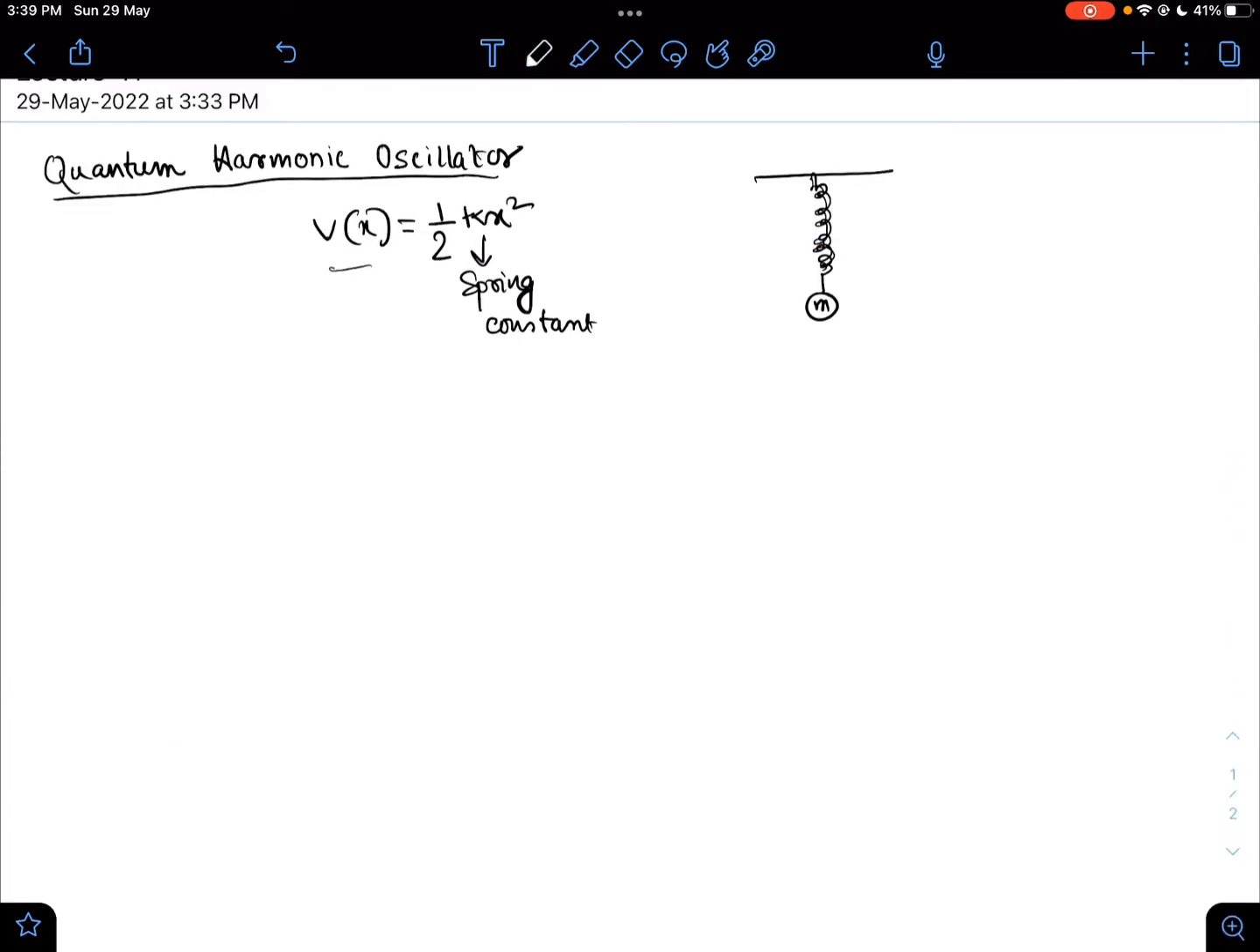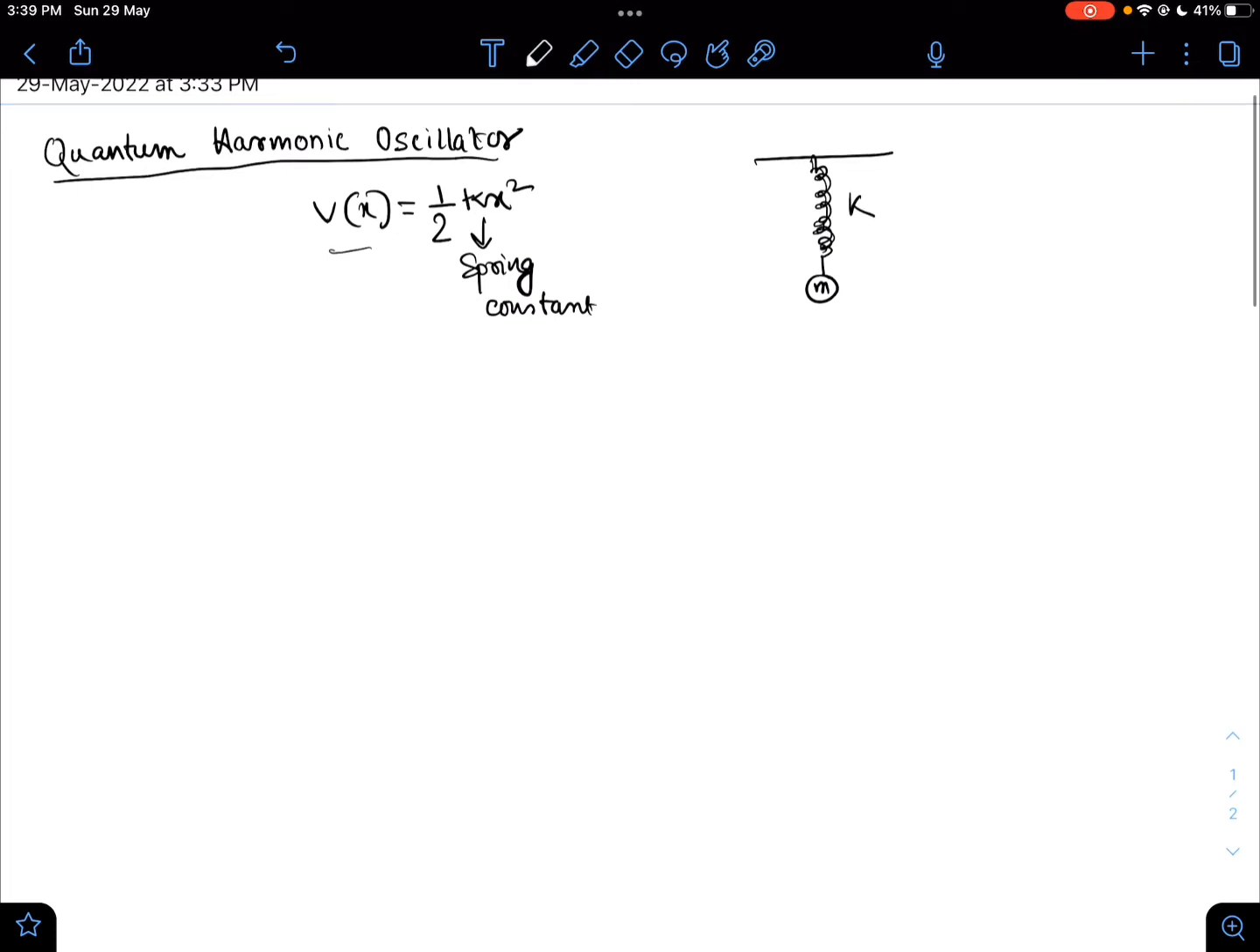This spring constant will depend on the properties of the spring, its physical properties basically. Suppose we displace this. This is our equilibrium position, x0, and the system is at rest. Now suppose we pull this mass by a length x. So this is x. What will happen?